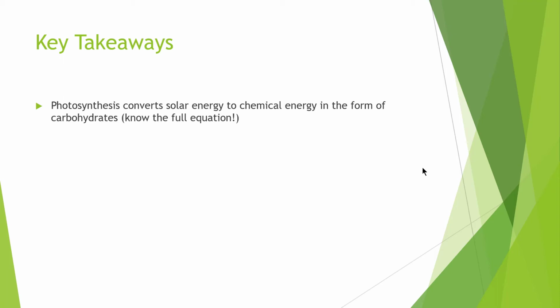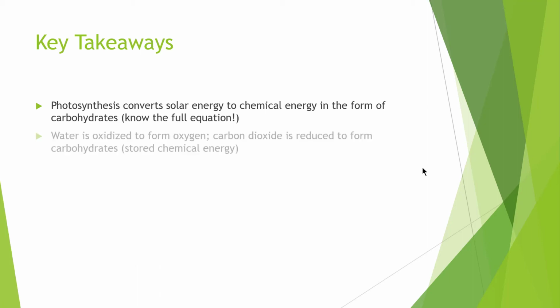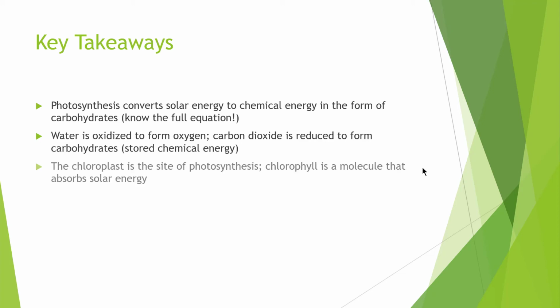To conclude this week's lesson, there's a few key takeaways. First is that photosynthesis is converting solar energy to chemical energy, specifically in the form of carbohydrates. You should know that full photosynthetic equation as well. Furthermore, when you look at this equation, you should know that water is oxidized to form oxygen, and that carbon dioxide is reduced to form that stored energy in the form of carbohydrates.